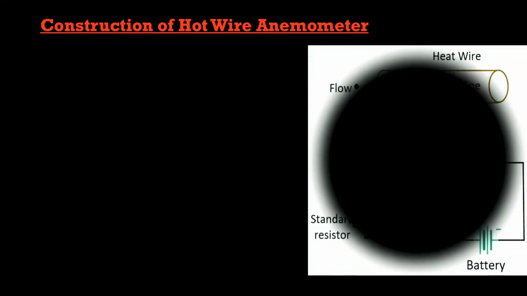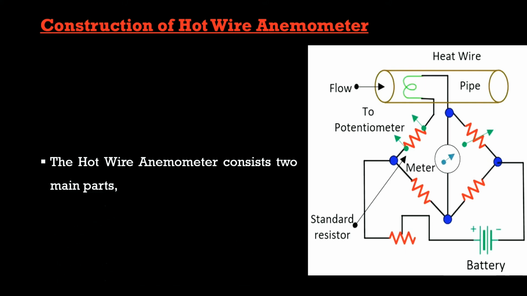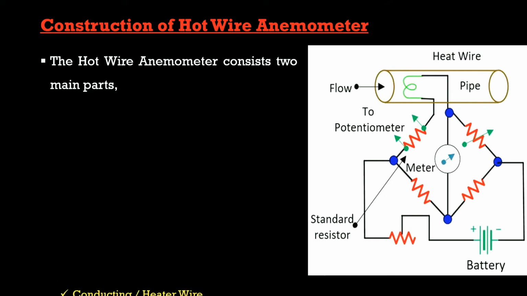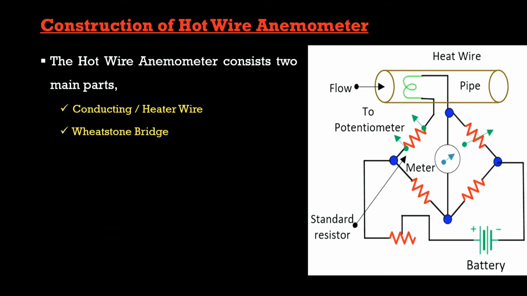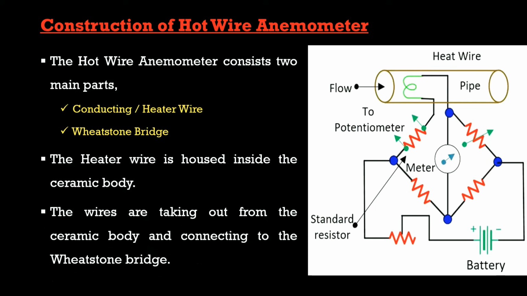Now let us see the construction of hot wire anemometer. As we can see in the figure, in the hot wire anemometer there are mainly two components. First one is a heater wire, or we can say hot wire, and another one is Wheatstone bridge. The hot wire anemometer consists of two main parts. First one, conducting or heater wire, and another one is Wheatstone bridge. The heater wire is housed inside the ceramic body, and the wires are taken out from the ceramic body and connected to the Wheatstone bridge, as we can see in this figure.